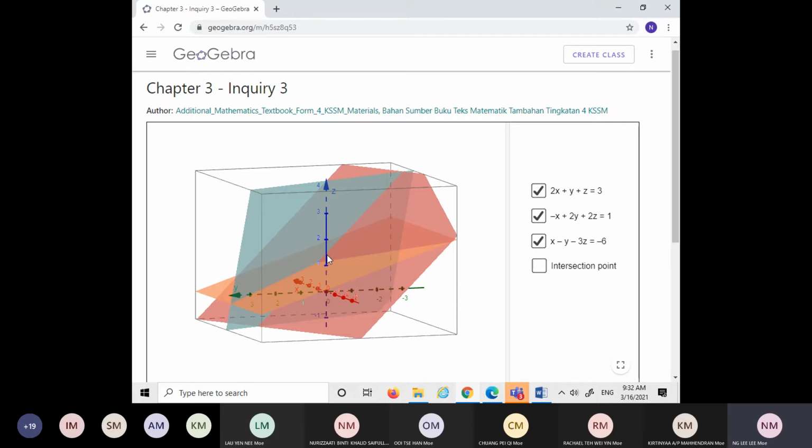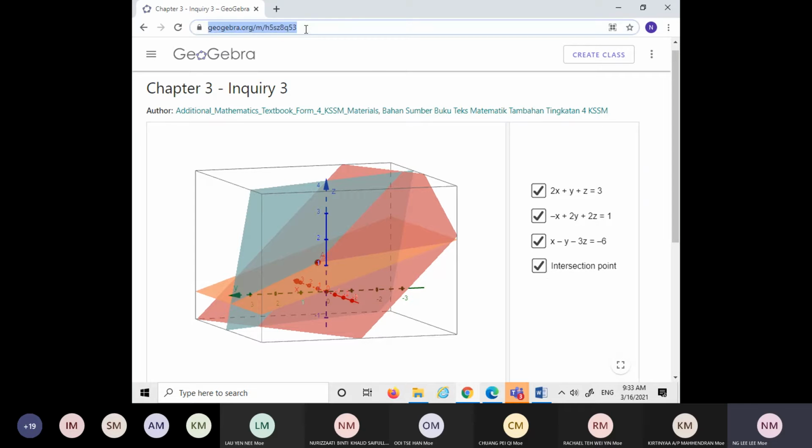Just now I asked you to concentrate here. Can you see? I don't know whether you can see or not. Actually, the three planes intersect at this point here. So I call out the intersection point. Here it is. So for planes that intersect at only one point, you have only one solution. One solution means you have the x, the y and the z, one set. So this is the first type of solution.